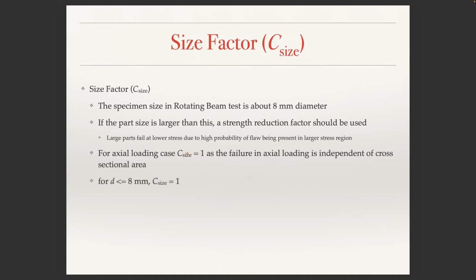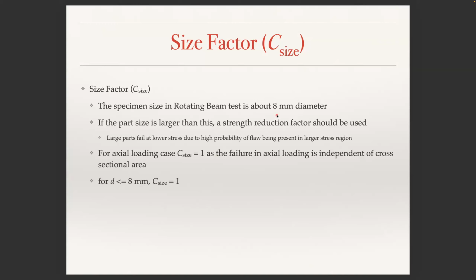See, for example, if you are using SAE 1015 steel, the manufacturing process is fixed. So for that manufacturing process, for that particular specimen, you cut an 8 mm diameter specimen and do the rotating beam bending test, and from there you measure the S_e'. Now if you are using the same material for your product, and if that product has a larger diameter, again you need to apply the size factor.